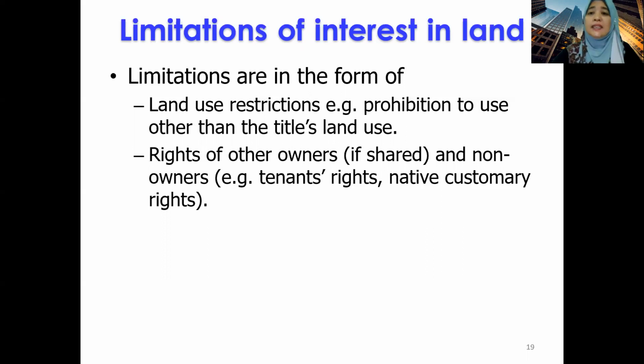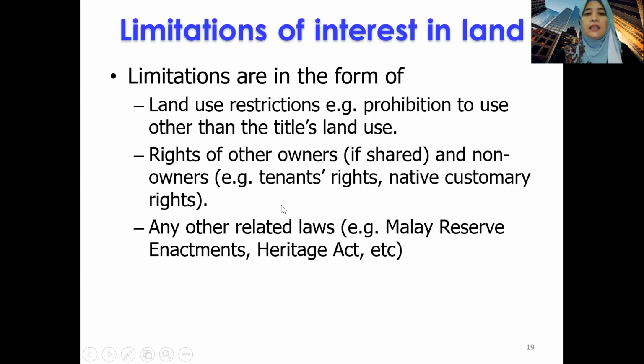Native customary rights, whereby the natives also have some rights as well. They may object. They may ask for compensation if you take their land. If you destroy maybe their grazing area, the cattle grazing area, they may ask for compensation from you. Okay, they have rights. Then any other related laws. For instance, in Malaysia, we have the Malay Reserve Enactments, we have the Heritage Act, the Street, Drainage and Building Act.